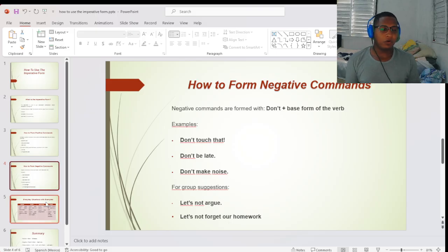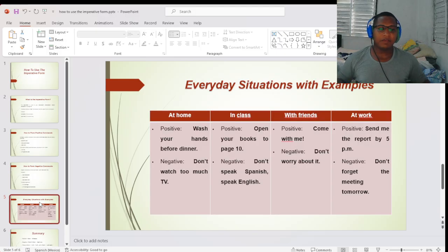Now I'm going to give some other examples of how to use the imperative form in our everyday situations. We can use it at home, as in wash your hands before dinner as a positive, and as a negative, don't watch too much TV. In class, we can use open your book to page 10 in the positive example. In the negative, don't speak English. Pardon, don't speak Spanish, speak English.